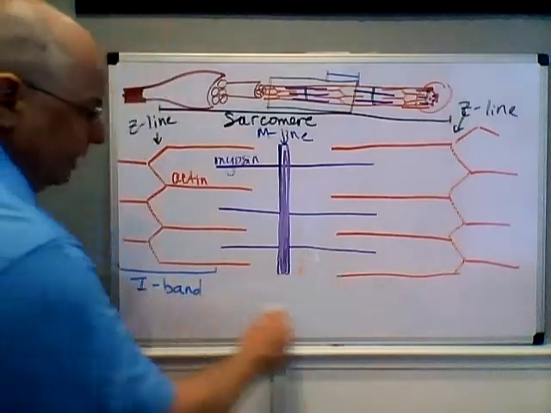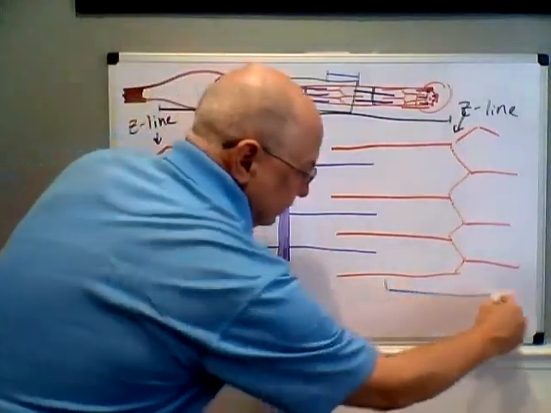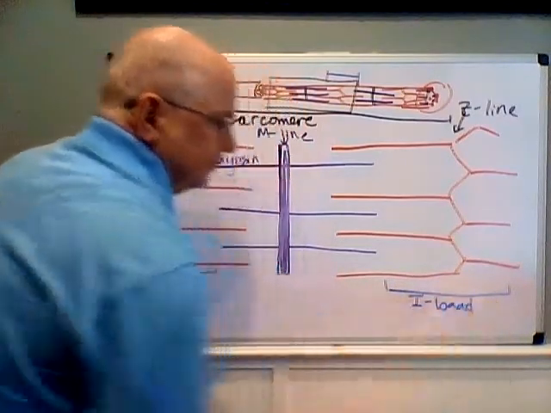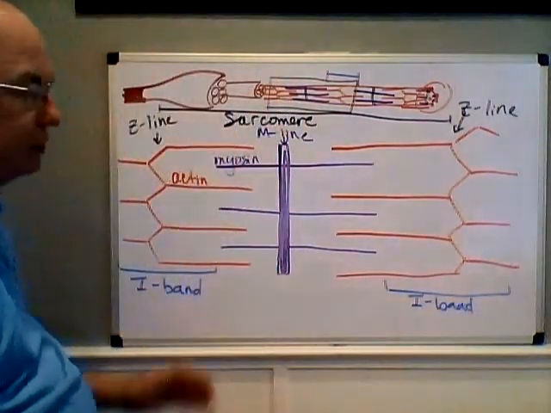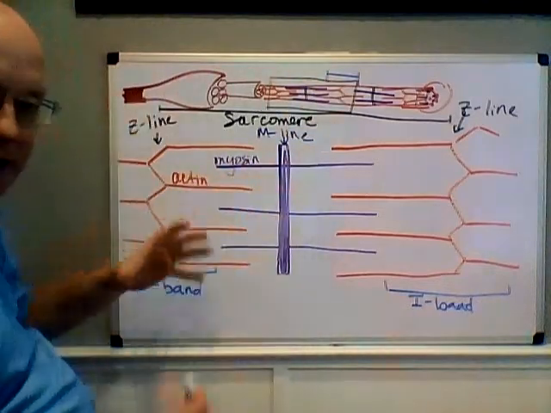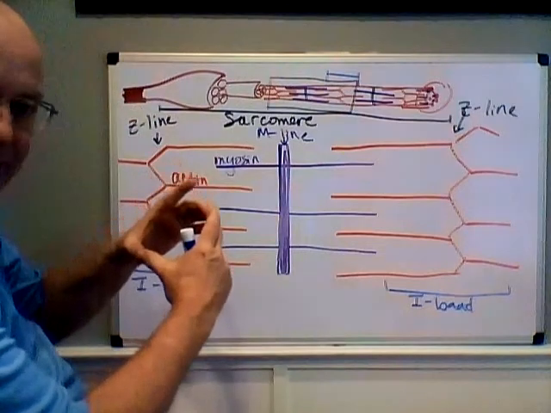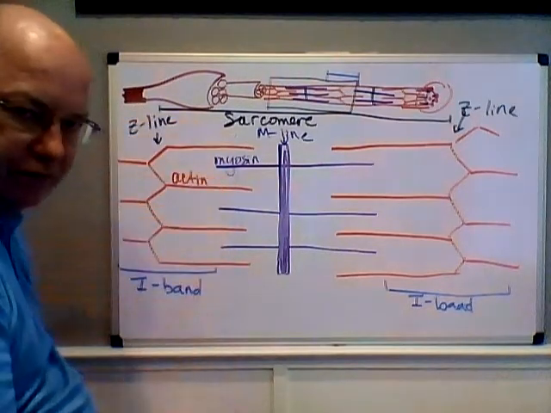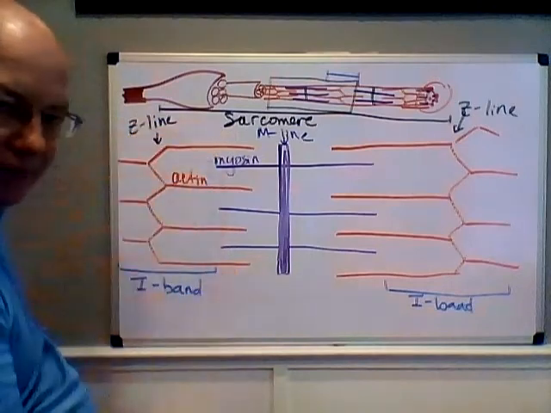And if that's an I-band, then this area over here that has actin only is an I-band. And if you're trying to define this, a sarcomere goes from Z-line to Z-line. A Z-line is sort of a three-dimensional plate of proteins to which the actin filaments or thin filaments are anchored. So these are attached here.